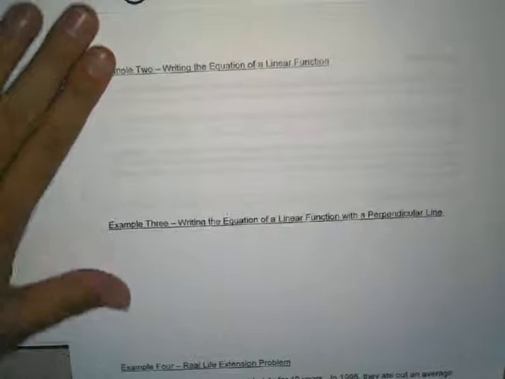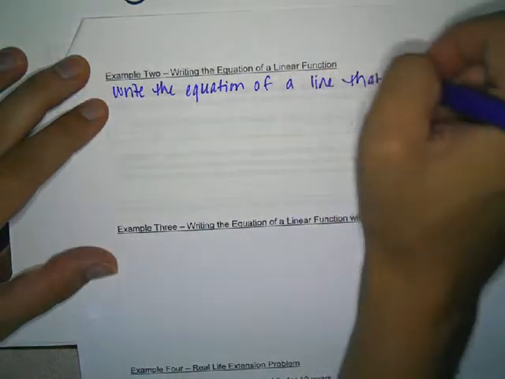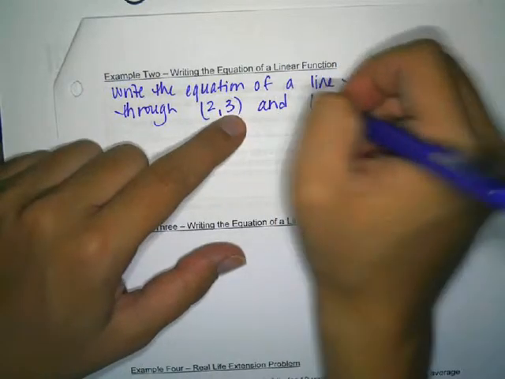Okay, if we go to example 2, we're going to write the equation of a line that passes through the points (2, 3) and (-5, 4).